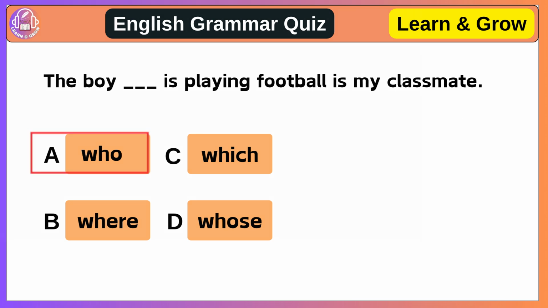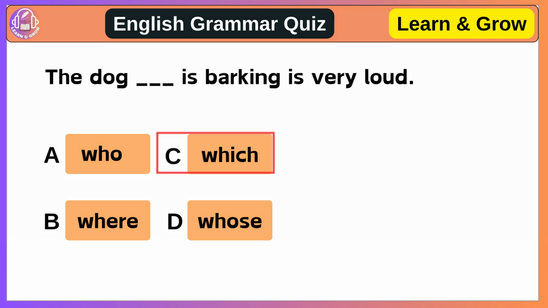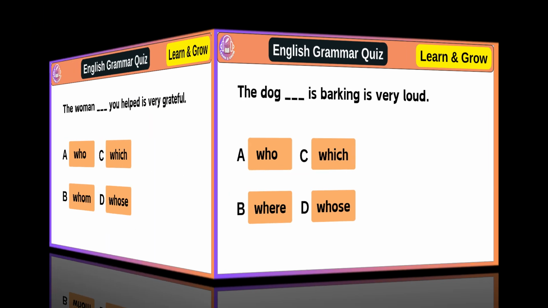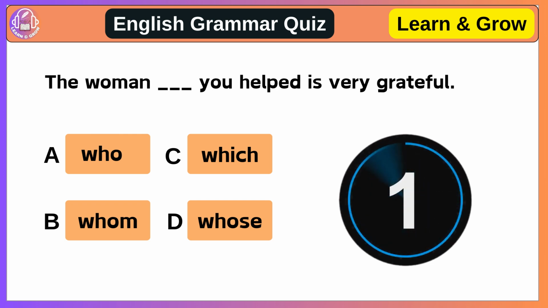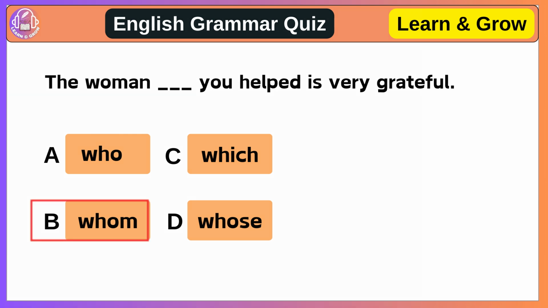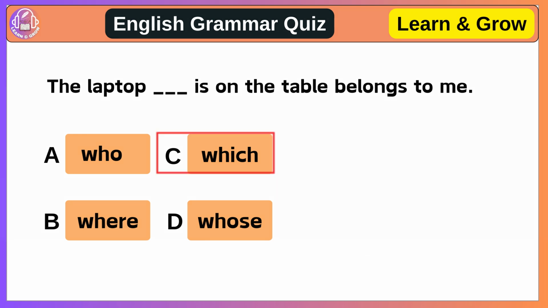Option A, who? The boy who is playing football is my classmate. Option C, which? The dog which is barking is very loud. Option B, whom? The woman whom you helped is very grateful. Option C, which? The laptop which is on the table belongs to me.